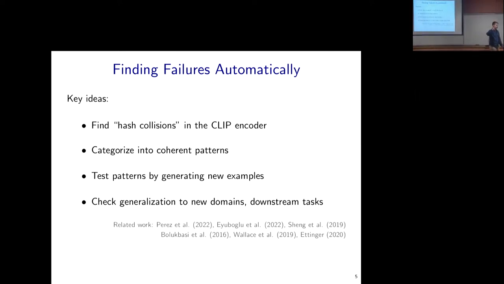We're then going to use GPT-4 to categorize these errors into coherent, generalizable patterns, and then use these patterns to generate new example failures. In fact, you can even generate them in new domains that are totally different from the initial set of hash collisions you found. We'll see, for instance, that you can take collisions from regular images and transfer them to, say, the self-driving car domain. These are the key ideas, and we'll see in a second that they correspond to the 4 steps of the statistics pipeline.